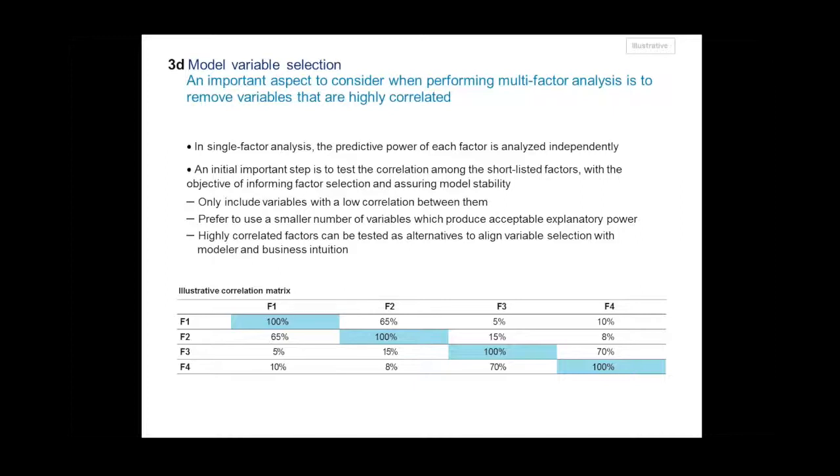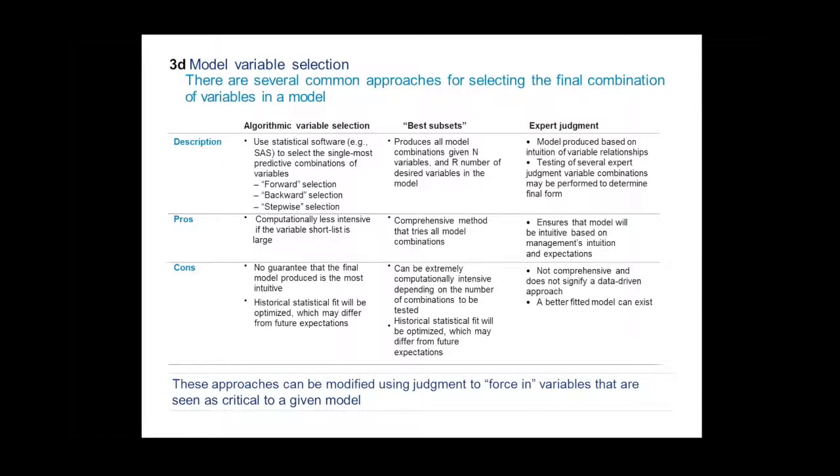We continue to look at the model variable selection, and an important aspect to consider when performing model factor analysis is to remove variables that are highly correlated. That's a correlation table from this matrix, and you can see factor 3 and factor 4 have a 70% correlation. That is pretty high. You probably need to remove one of them. For model variable selection, there are several common approaches for selecting the final combination of variables in a model.